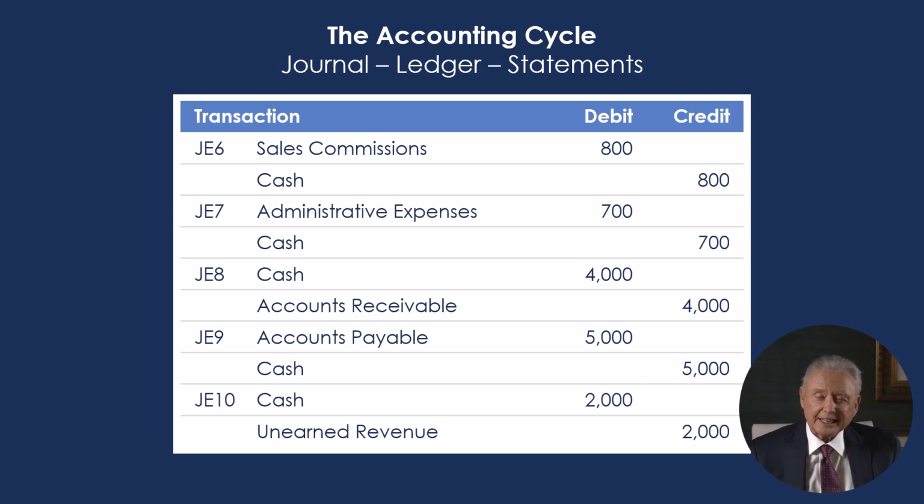Journal entries JE6 to JE10, summarized on this slide. Notice that debit-credit equality is maintained. JE6, sales commissions $800, cash $800. JE7, administrative expenses $700, cash $700. JE8, cash $4,000, accounts receivable $4,000. JE9, accounts payable $5,000, cash $5,000. JE10, cash $2,000, unearned revenue $2,000.